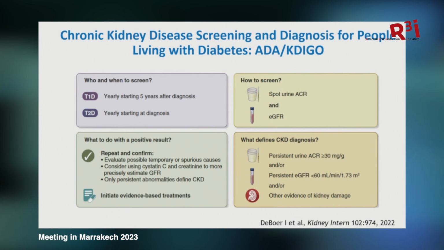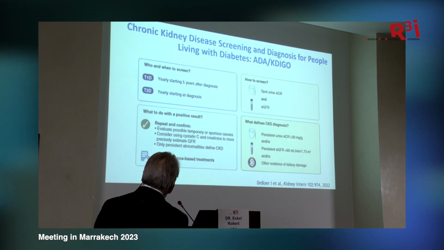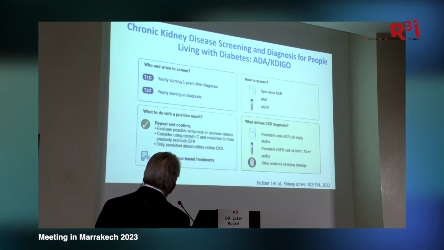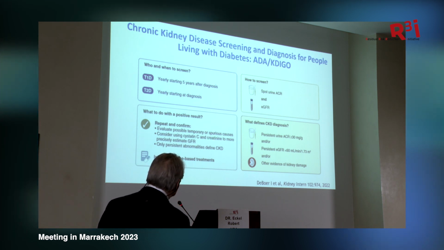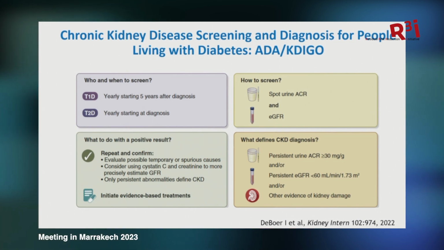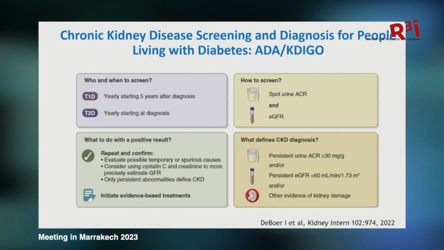and how to screen: spot urine for albumin-creatinine ratios, and estimation of eGFR. And what to do if you have a positive result: evaluate possible temporary or spurious causes, consider a cystatin C, and I'll come back to that in a moment, and creatinine to more precisely estimate GFR, and only persistent abnormalities define chronic kidney disease. A one-time sample may not, because of all the issues that are confounding an interpretation of a single diagnostic entity.